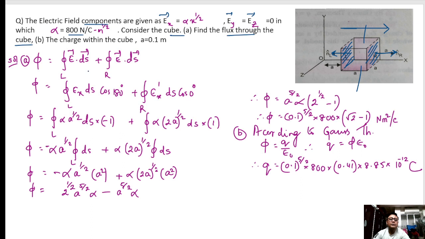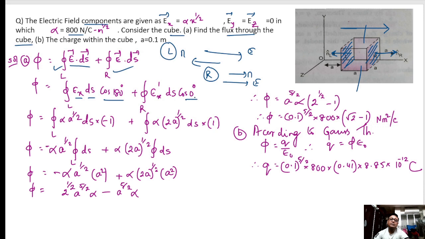So total flux will be along the left side L and along the right side R, and flux is E dot dS. So for the left part we will write Ex dS cos 180, because on the left side the normal and the electric field are at 180 degree, and for the right side the normal and the electric field are on the same side, so the angle is 0 degree. So Ex is given as this.